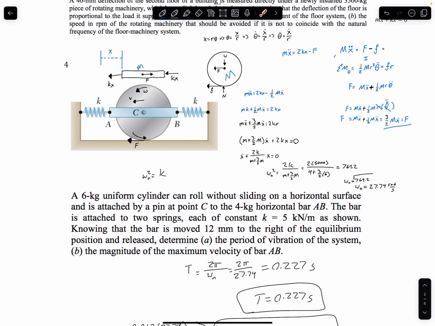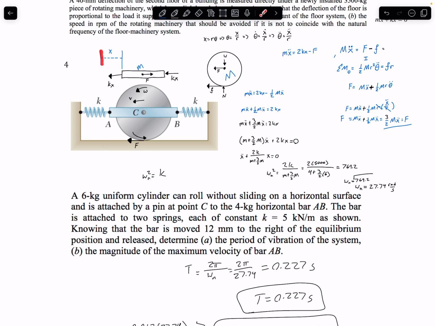Number 4, I'm a little confused by this. I'll explain in my free body diagrams, but we have 2 springs pulling. We're currently in equilibrium, and we pull things this way by 0.012 meters. We're looking for the period of vibration of the system and the magnitude of the maximum velocity of bar AB.